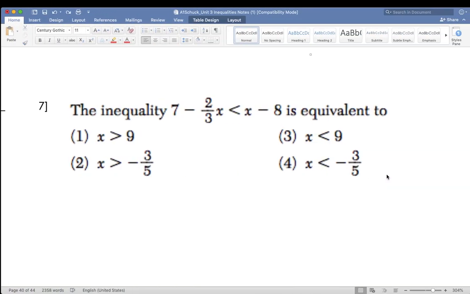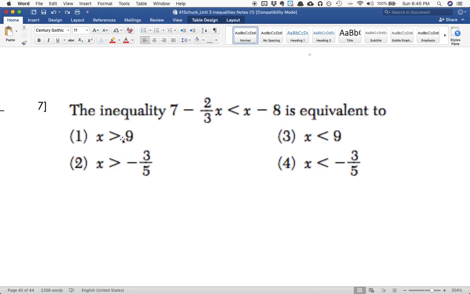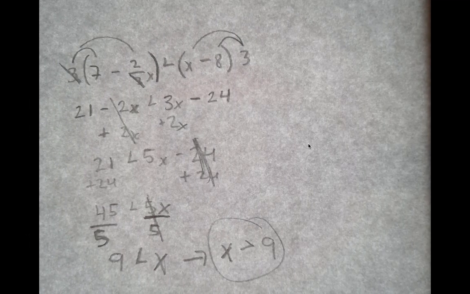And let's just double check. That is answer choice 1. X is greater than 9. That is our correct answer. So now we've seen 2 different ways to deal with this kind of question. Fractions, they've always got a little bit of extra steps, but you can deal with them.